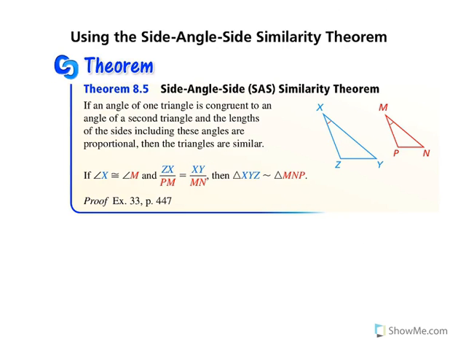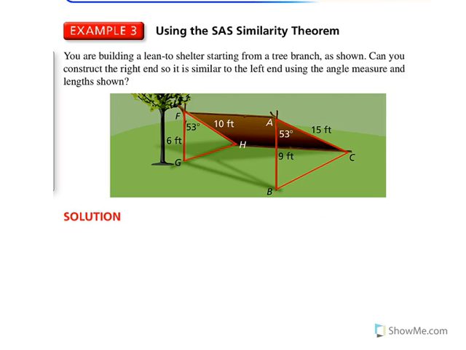So we talked about side, side, side similarity. Now we have the side, angle, side similarity theorem. If an angle of one triangle is congruent to an angle of a second triangle, and the lengths of the sides including these angles are proportional, then the triangles are similar. So here we need two angles that are congruent, and then we have our sides that are proportional. Let's try an example.